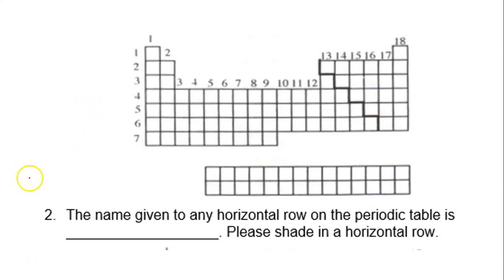Now, a name for a horizontal row is known as a period. So, for example, everything in this column here that I'm just shading in, that is period number 5. So, horizontal row, known as a period. Vertical groups, known as a family.